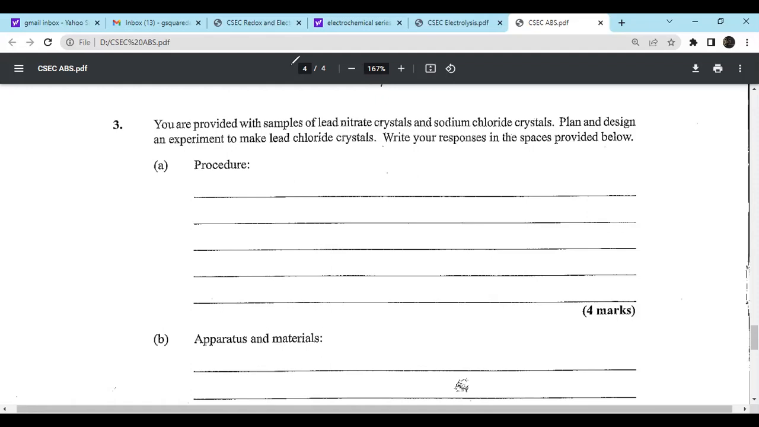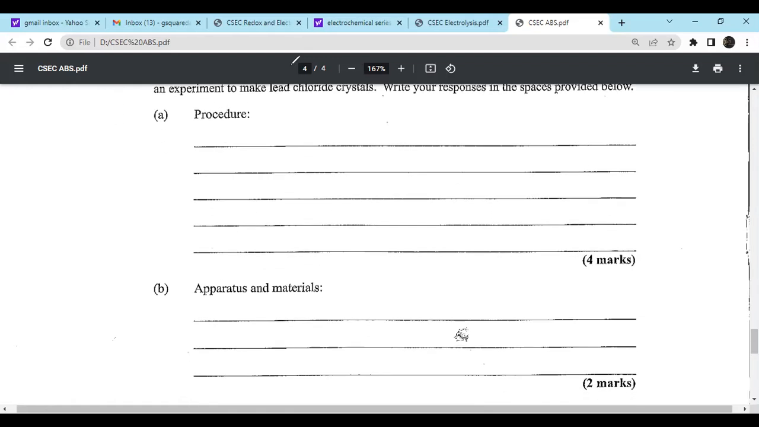Is lead chloride soluble or is it insoluble? Lead chloride is actually insoluble. So if you want to make an insoluble salt, you must use ionic precipitation. So what's my procedure? First thing, combine lead nitrate and sodium chloride solutions. Step 1. Step 2, filter the mixture. Step 3, collect the residue. Step 4, leave the residue to dry. That's it. Then now we proceed.